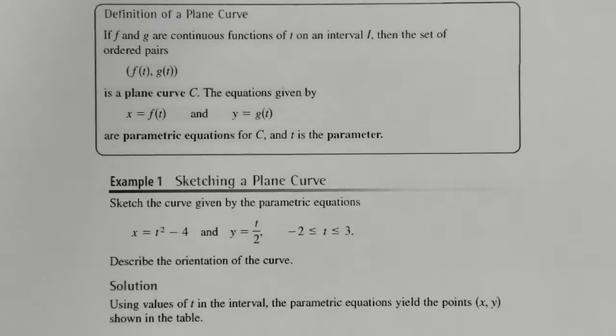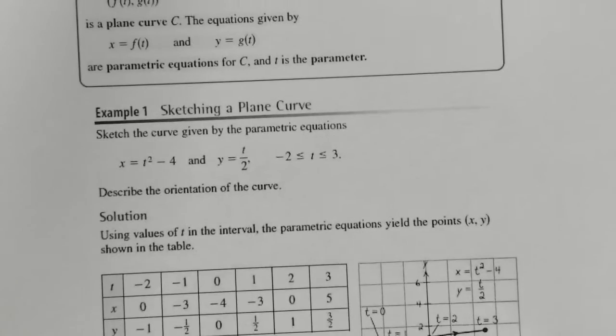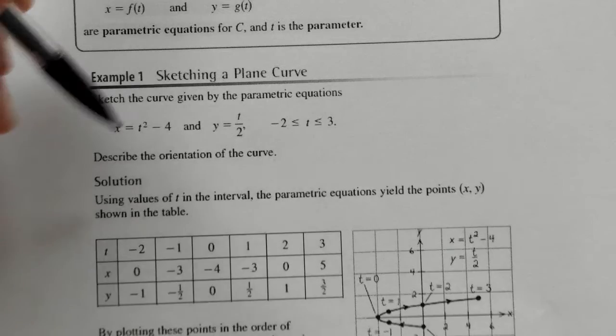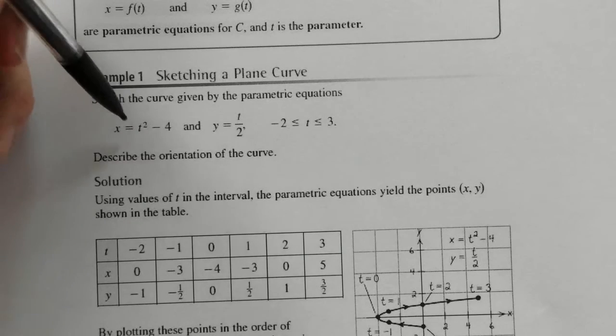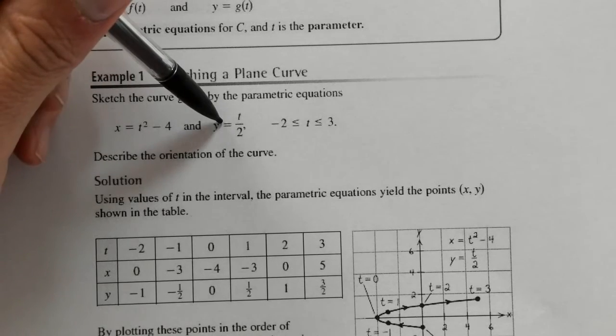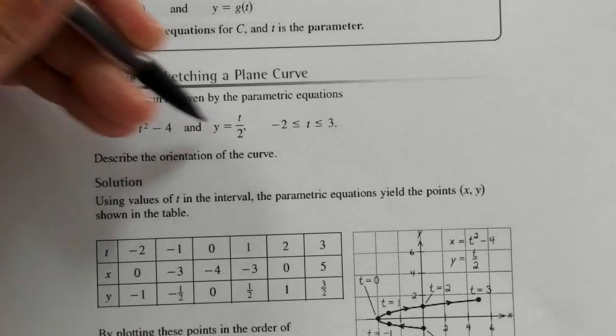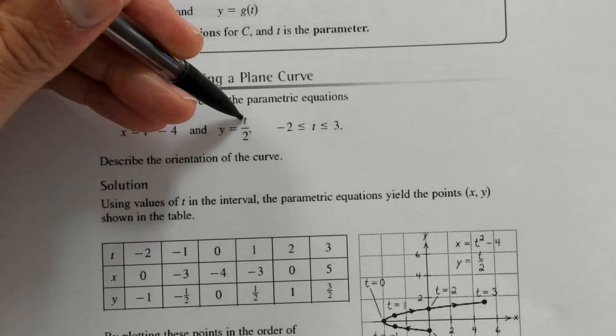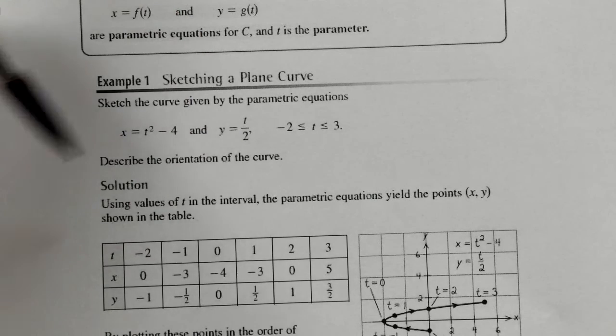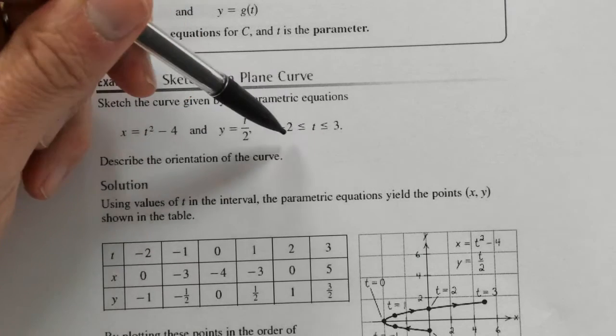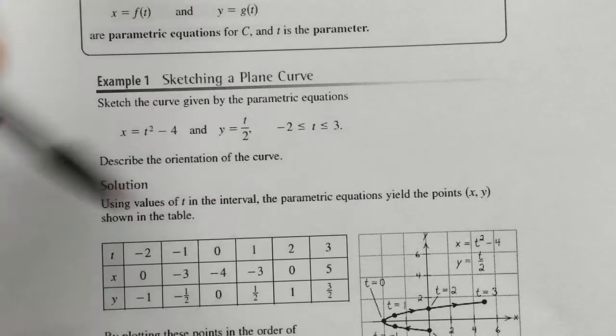All right, let's just do an example of one so you can kind of get the hang of what parametric equations are. So first of all, I have two equations. Are they parametric equations? Yes, because the x and the y are both written in terms of t, that third variable. Okay. Now, here's my interval for t, -2 to 3.